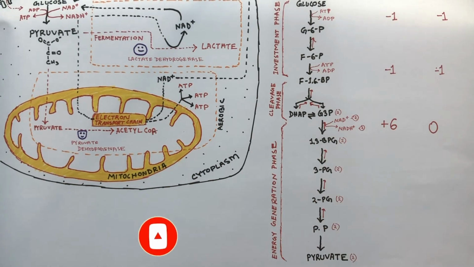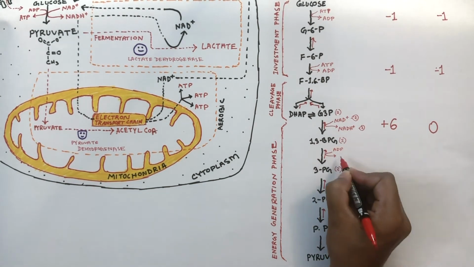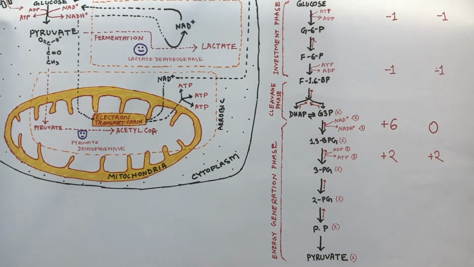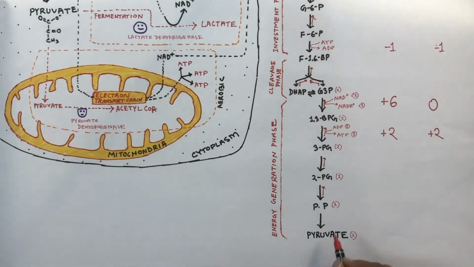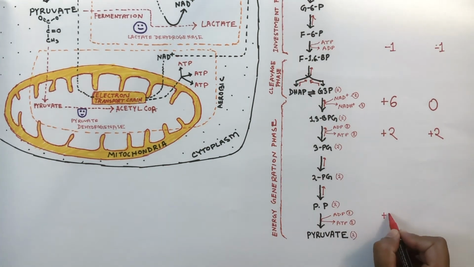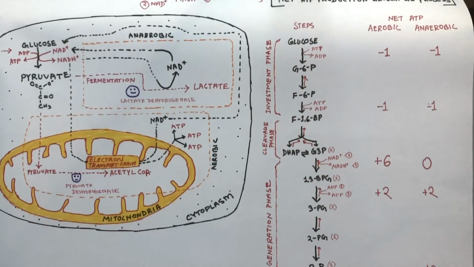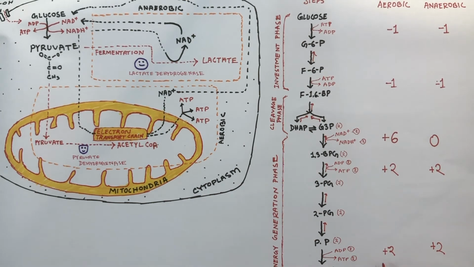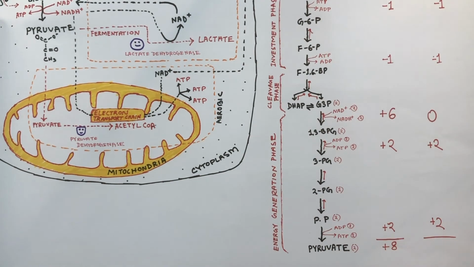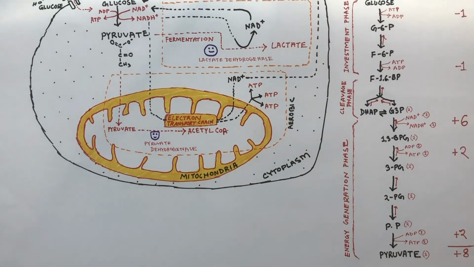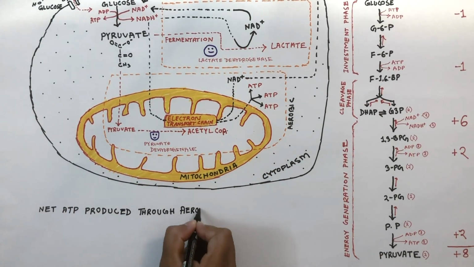Okay, now in the next step, two molecules of ATP are produced from two ADP, and this is for both the aerobic and anaerobic process. Just like this, in the final step, again two molecules of ATP are produced from two ADP, both in aerobic and anaerobic process. Now, if we count what we find here, from aerobic it is plus 8, and from anaerobic it is plus 2. So net ATP produced through aerobic glycolysis is 8 and anaerobic glycolysis is only 2.